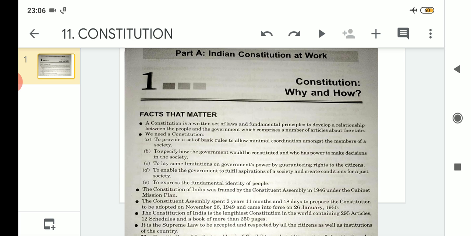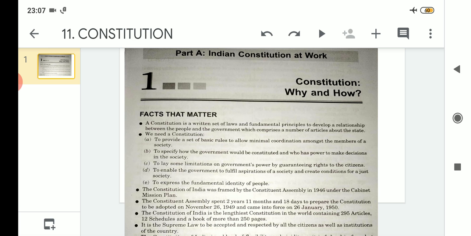Through the right to vote, the people will cast their vote and participate in the process of electing the government, which comprises a number of articles about the state. So the Constitution actually helps us to develop and build a relationship between the people living in the country and its government. The second point about the Constitution is the need or necessity of a constitution.